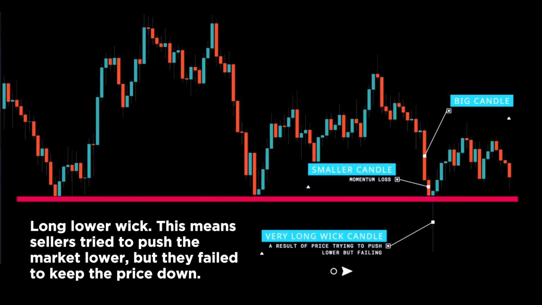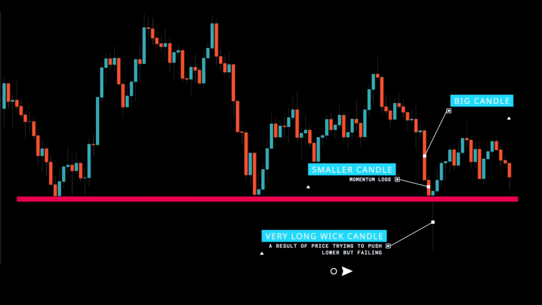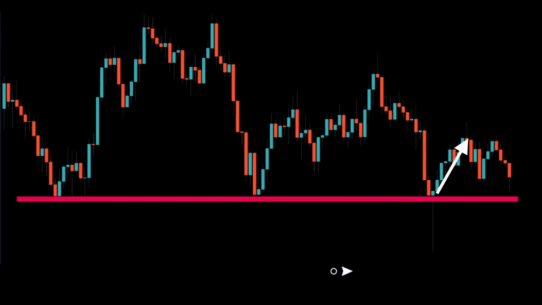This means sellers tried to push the market lower, but they failed to keep the price down. Buyers stepped back into the market, pushed the price higher, and the candle closed strongly. Shortly after, price bounced upward exactly as the support suggested.